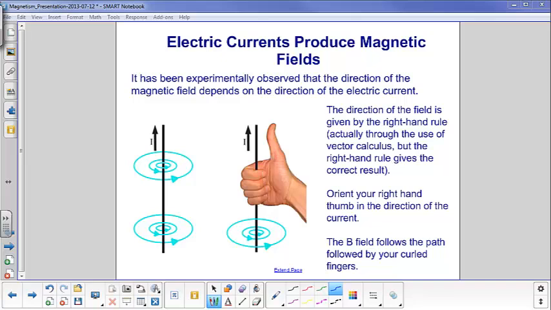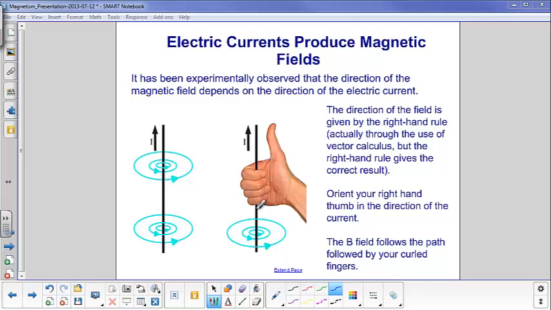It has been experimentally observed that the direction of the magnetic field depends on the direction of the electric current. For example, you see over here that we have the magnetic field curling around the wire going in a counterclockwise direction. We just as easily could have said, well, why isn't it going clockwise? Well, because physically it doesn't. Experiments showed that the direction is as we've drawn it here. One way to come up with that is using the right-hand rule. Another way is to use vector calculus, which is a little beyond the scope of this course.